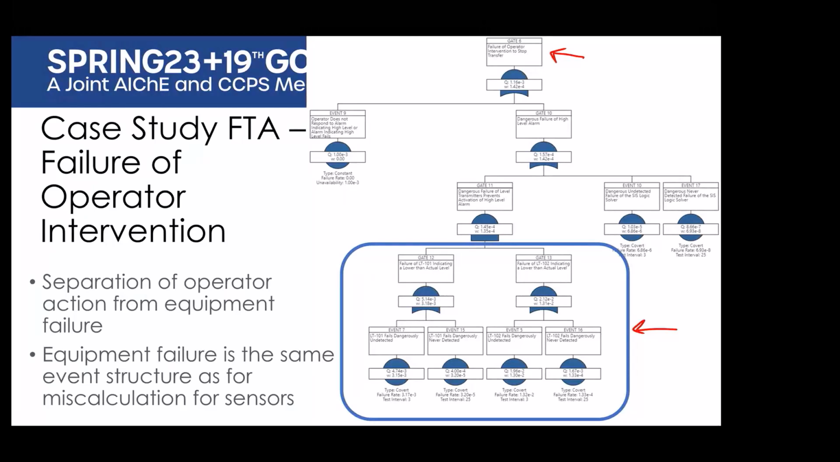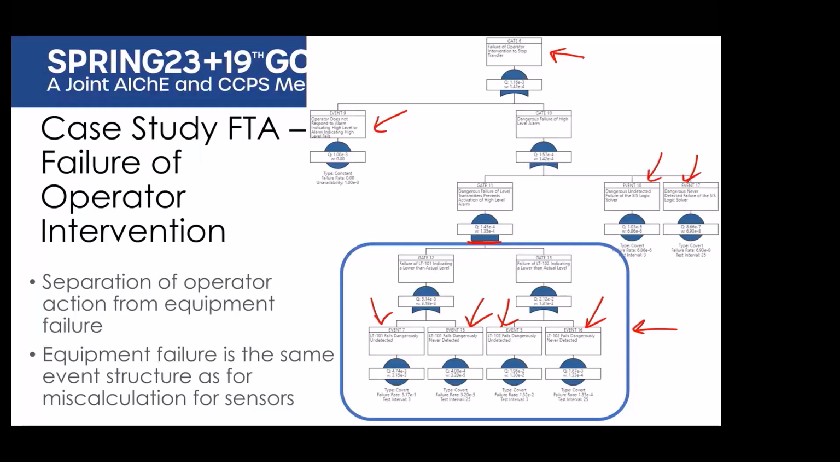So one of those components is the operator does not respond to the alarm. Another component is that the logic solver fails. So the logic solver didn't display the alarm to the operator. Another component is that the level transmitters fail dangerously. And because it's kind of a 1 out of 2, but I have 2 transmitters, that's going to be an AND gate.